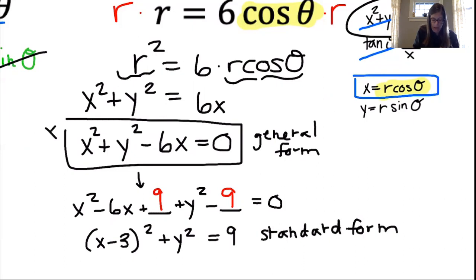Okay. I'm okay with this form right here, x squared plus y squared minus 6x equals 0. But you could change it into standard form using knowledge from chapter 10a. So now you would know, to graph it, go right 3, up or down 0, and then you have a radius of 3. Count up 3, left 3, down 3, right 3.